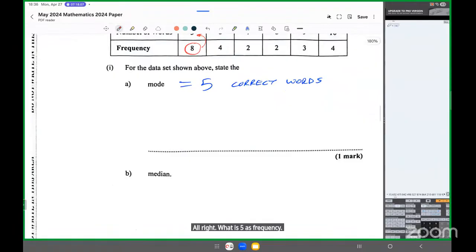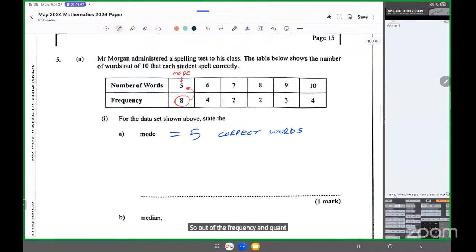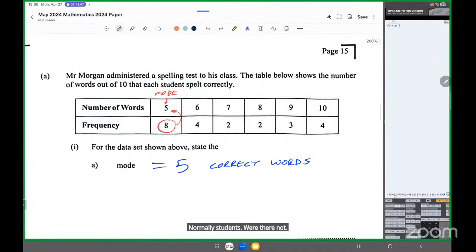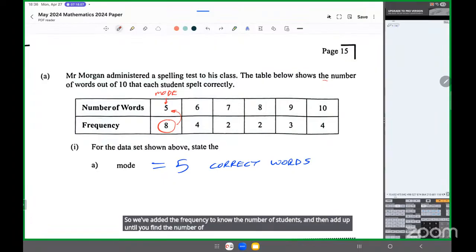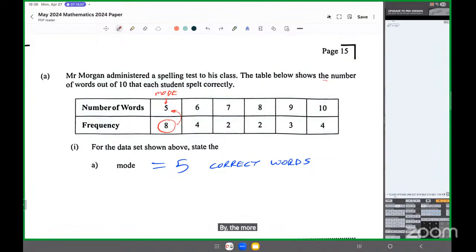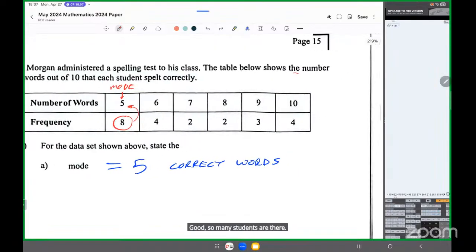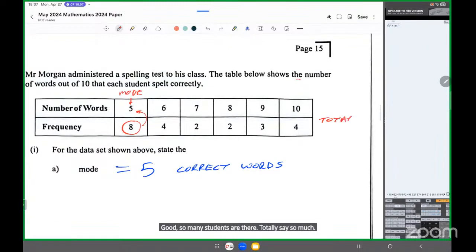Now the median. To find the median, you have to find the score that is in the middle of the distribution. So you have to add up the frequencies and count until you reach the student in the middle. Now, how many students were there? It's not told to us directly. So we have to add up the frequencies to know the number of students, and then count until you find the student in the middle. The median is the score of the student in the middle, right? Good. So how many students are there in total? Add these up for me and tell me what you get.